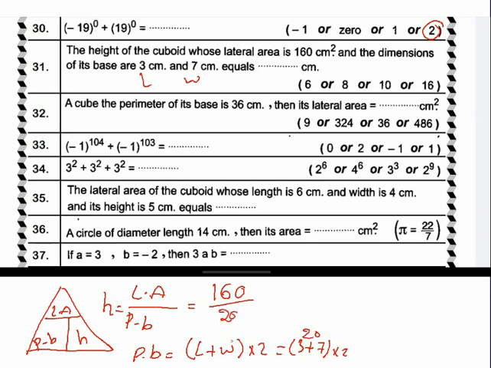So the perimeter now is 20, so 160 divided by 20, it will be 8 centimeter. So now the height is 8.